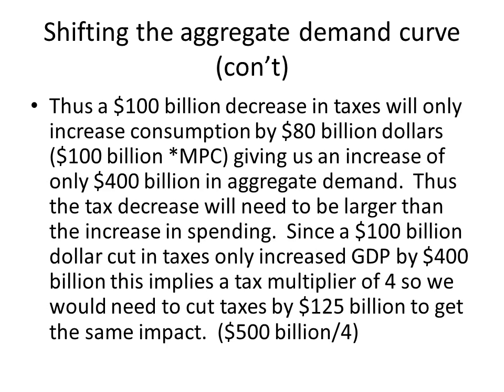In other words, if we cut taxes by $100 billion, then we multiply the $100 billion times the MPC, and this is going to only give us an increase in consumption of $80 billion. If we multiply that $80 billion times 5, that will give us an increase of only $400 billion in aggregate demand. Thus, the tax decrease will need to be larger than the increase in spending. Since a $100 billion cut in taxes only increased GDP by $400 billion, this implies a tax multiplier of 4. So we would need to cut taxes by $125 billion to get the same impact, or $500 billion divided by 4.